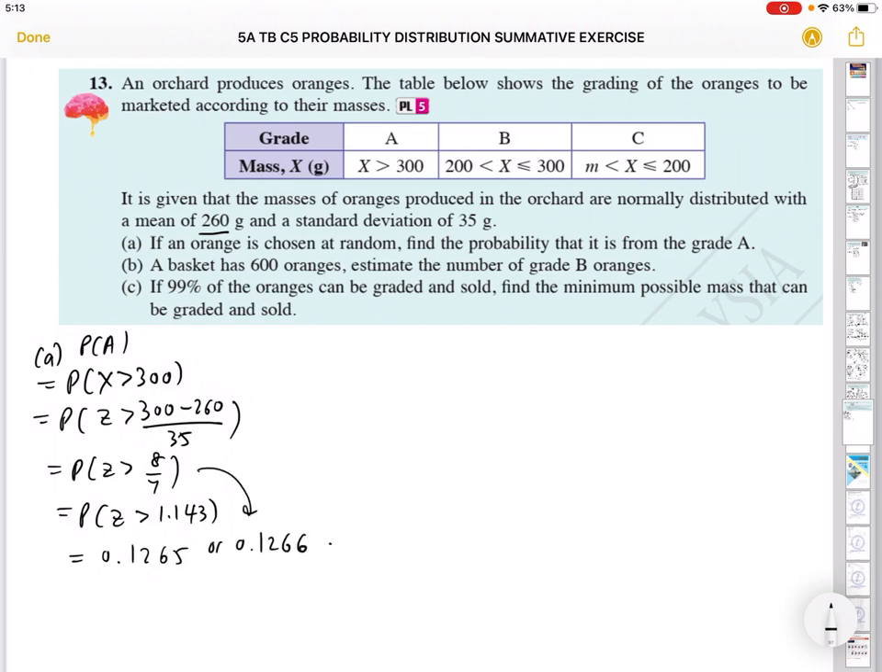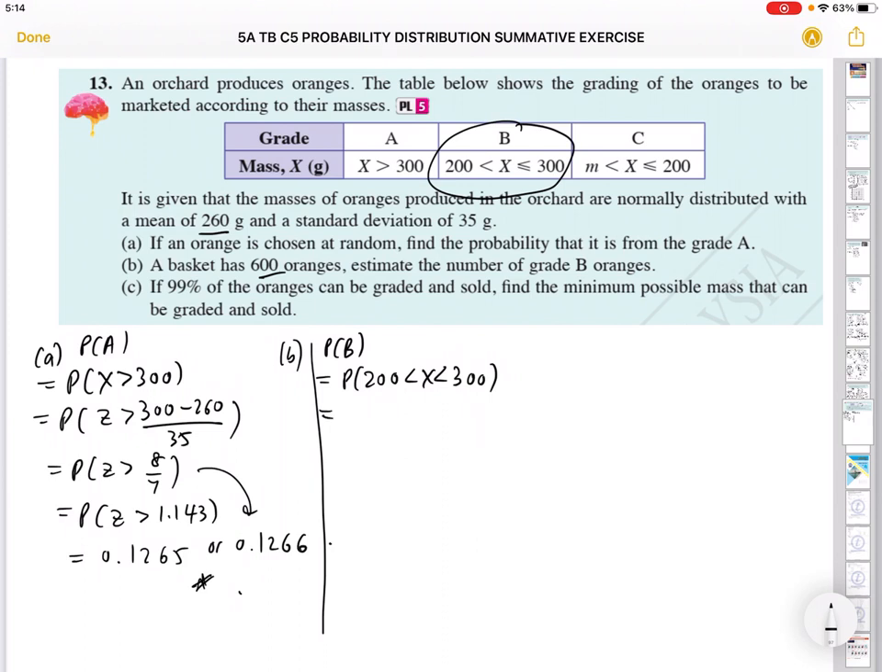I'm finding the number of grade B oranges in a basket of 600. So let's find out the probability of grade B first. You can see grade B is between 200 and 300. For 200, you need to minus 260 divided by 35. Now 300 we don't need to re-standardize because we know it's 8 over 7, right? I think I'll use decimal, guys. If you want, you can use fraction, but I don't want to write so many steps. This is why I got 1.143.